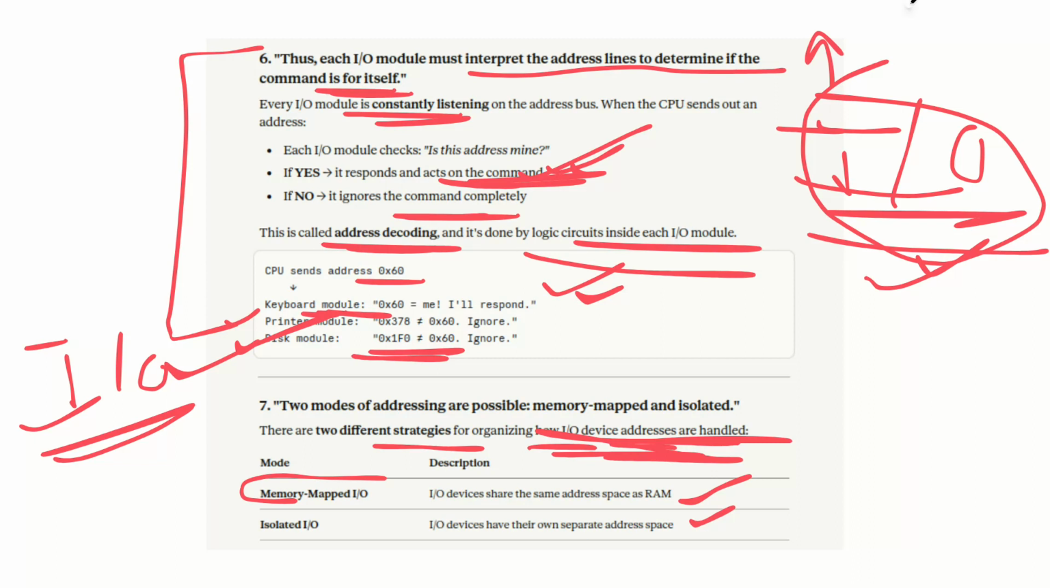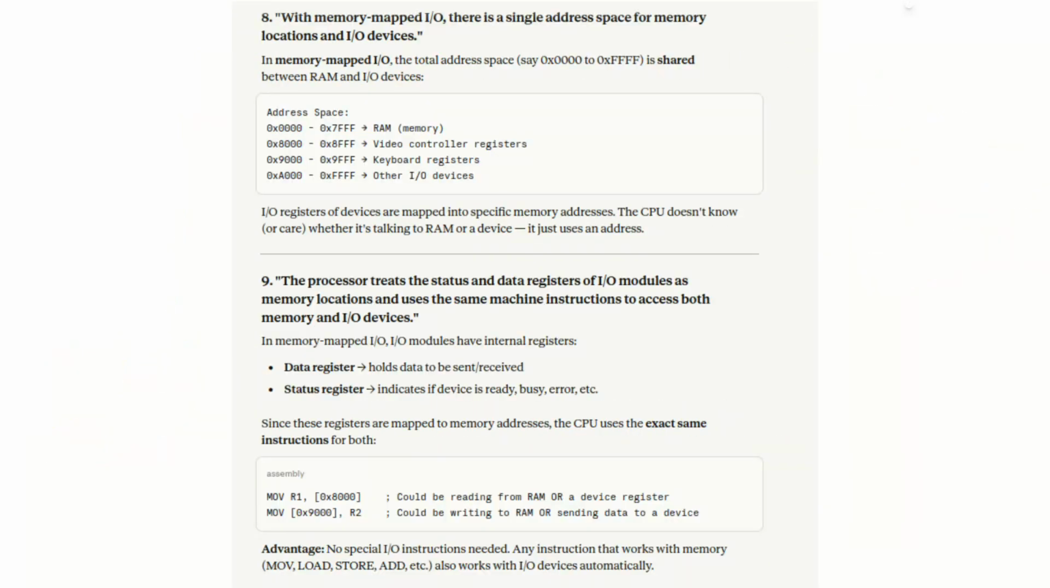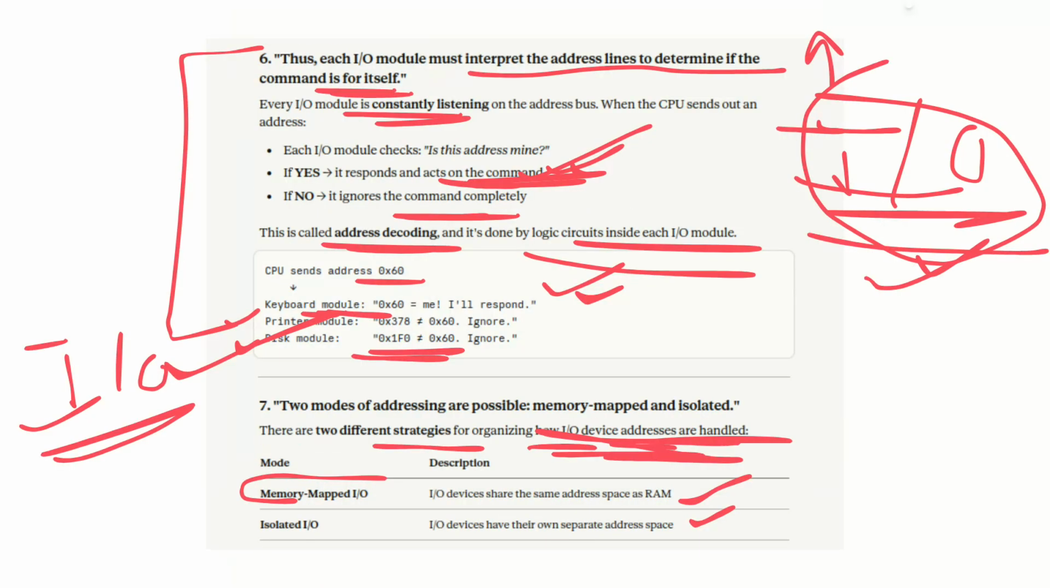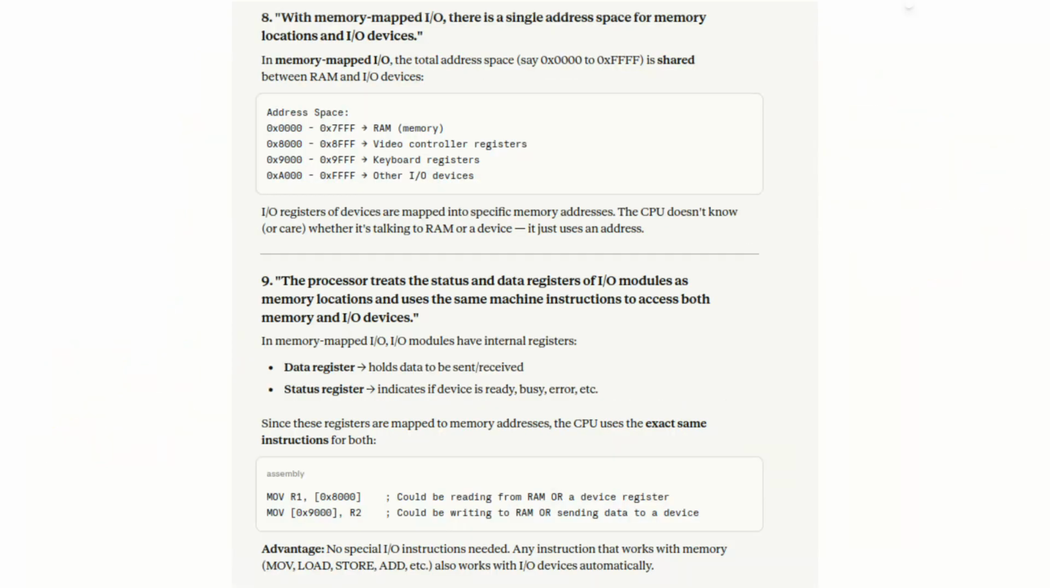If the address space is shared with the RAM, then it is memory mapped IO. This is the address mapping we are talking about, how these IO device addresses are handled. What are the two modes of addressing? The two modes of addressing therefore are memory mapped IO and isolated IO.